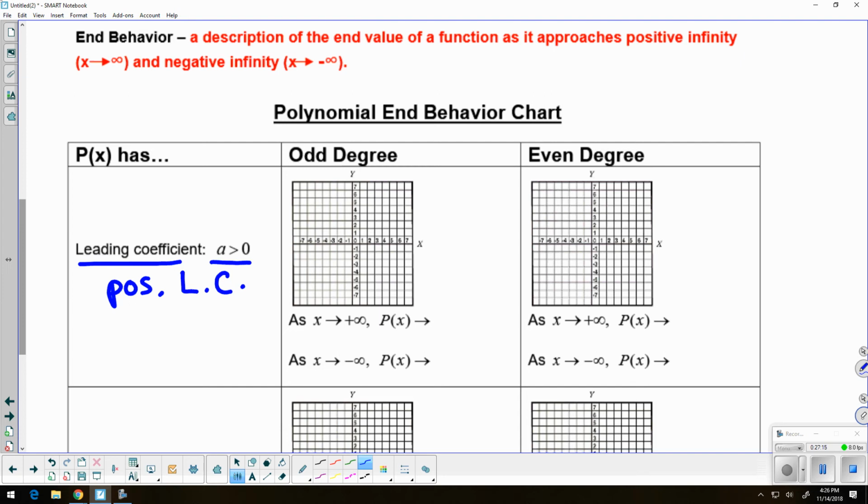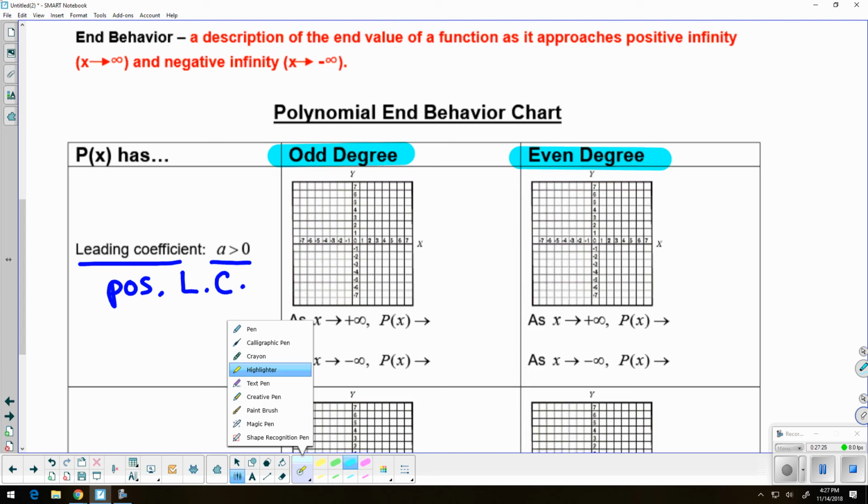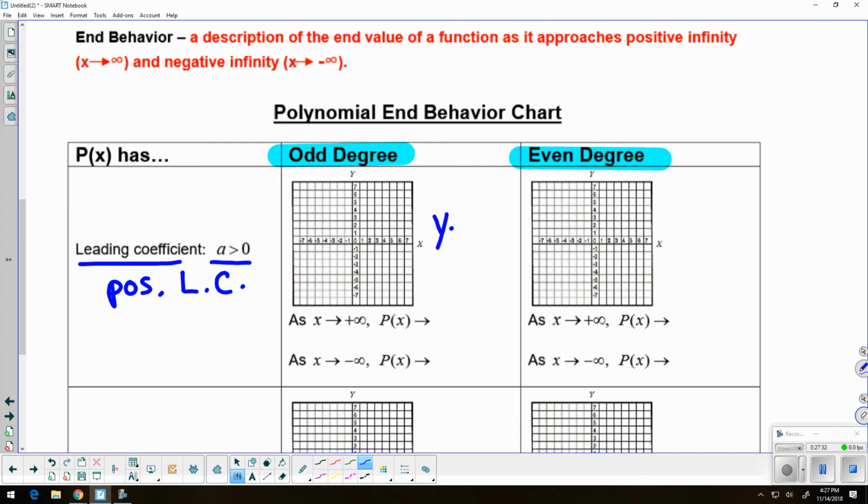So here are some examples. Let's just keep it simple. So we got odd degrees. So my highlighter again, we got odd versus even. Okay, so keep that in mind, odd versus even. If it's odd and you have a positive leading coefficient, so let's just say y equals x cubed. Again, my quick graph that I would have looks a little something like this. This would be an odd function, a cubic.